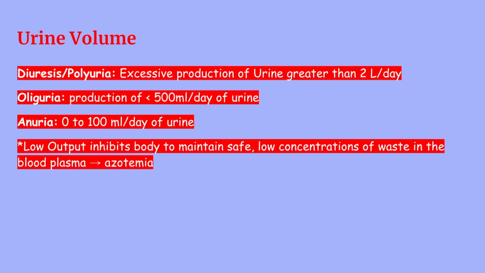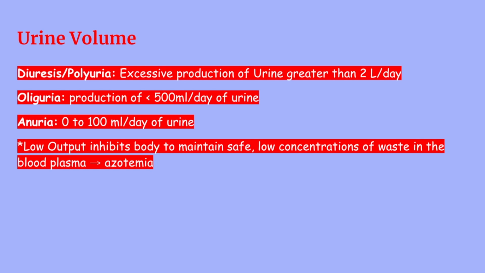Alright, so we just finished our discussion about composition and properties of urine from the ThinkPad. Now let's talk about urine volume. An average adult produces 1 to 2 liters of urine per day. Now, in diuresis or polyuria, there can be an excessive production of urine, greater than 2 liters per day. Now, in oliguria, there can be a production of less than 500 milliliters per day of urine, and in anuria, there is 0 to 100 milliliters of urine produced per day.